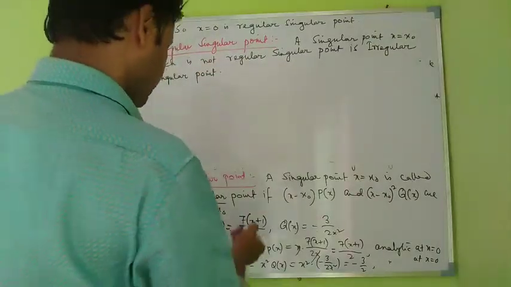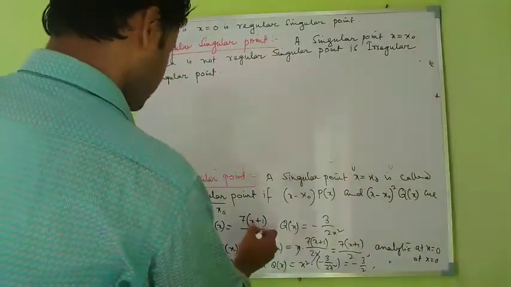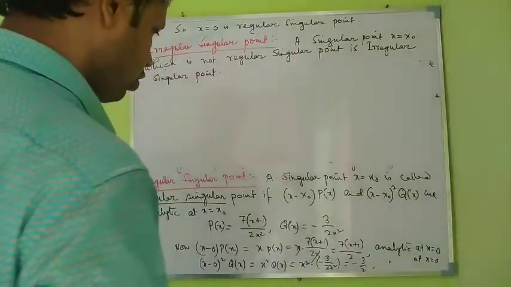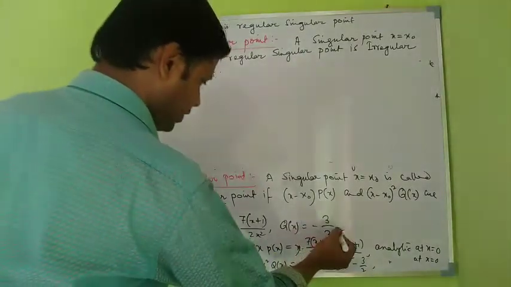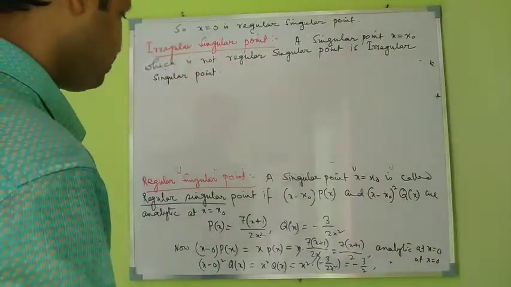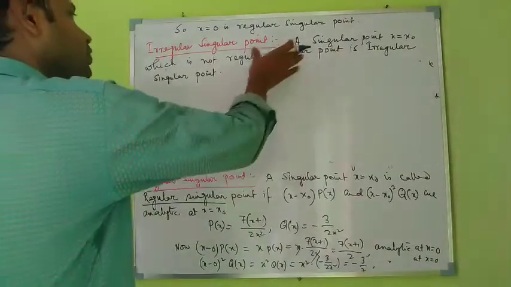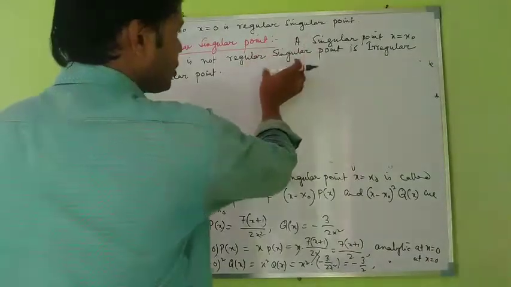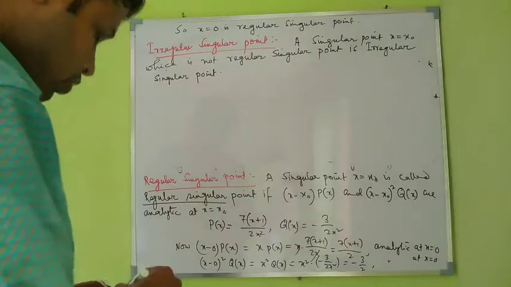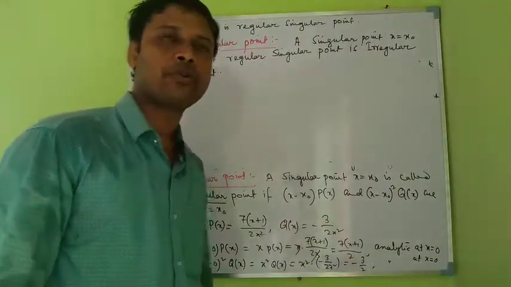So if p(x) is 2 by x square, then x into p(x) will be 2 by x, so it is not analytic there. And if this is 3 by 2x cube, then it is not analytic at x is equal to 0. So those which are not a regular singular point are called the irregular singular point. So this is today's topic.